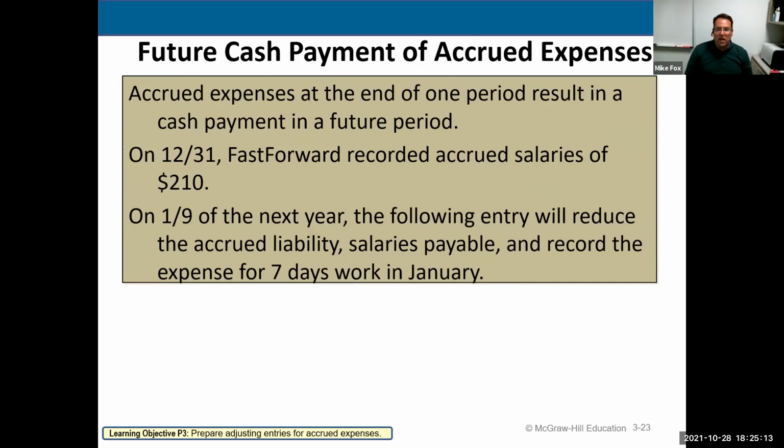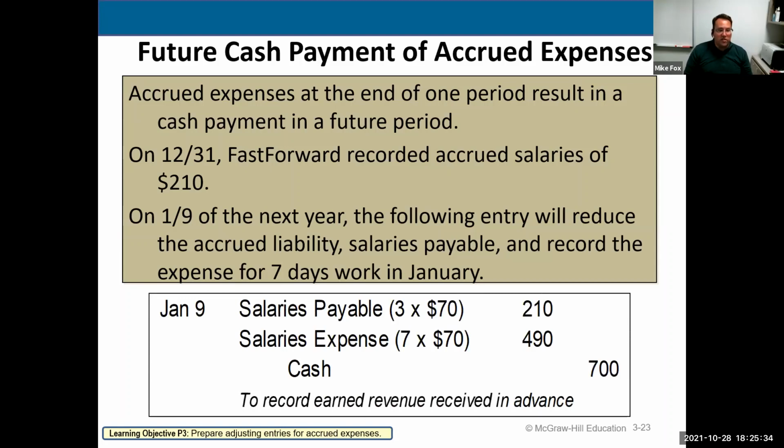And then we have to recognize that at some future point, we'll actually have to pay the cash, right? That's what we created a payable for. So the accrued salaries of $210 on 12/31, then January 9th of the next year, we'll have to actually pay those salaries, in addition to the salaries everybody's earned from January 1st up to January 9th. So it's going to look like this. When we actually go ahead and pay those salaries, we'll debit salaries payable, that liability account we created at the end of the month when we did the adjusting entry. And then we'll also debit the salaries expense for the money our employees earned from January 1st up until payday. And then we'll credit cash because we're actually paying out the cash.